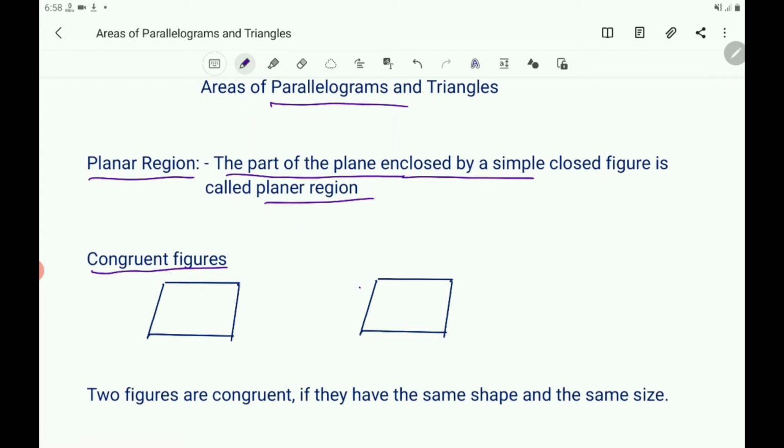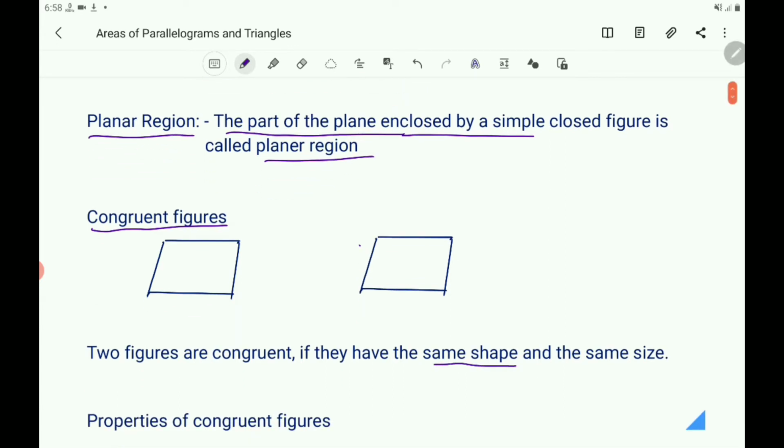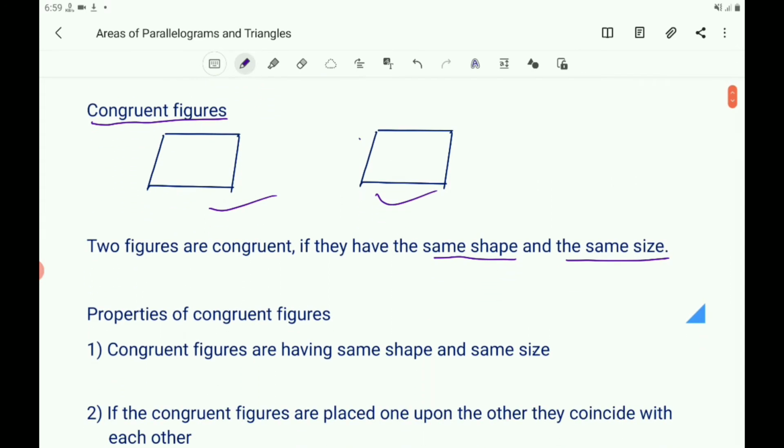Congruent figures. Two figures are called congruent if they have the same shape and the same size. See, these two figures are congruent figures. Then what are the properties of congruent figures? Congruent figures have the same shape and the same size.